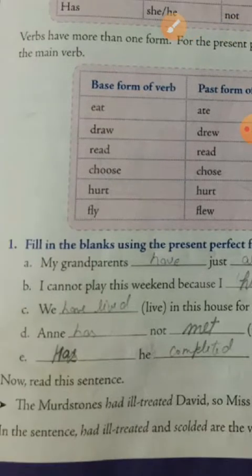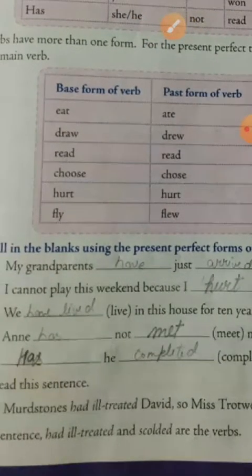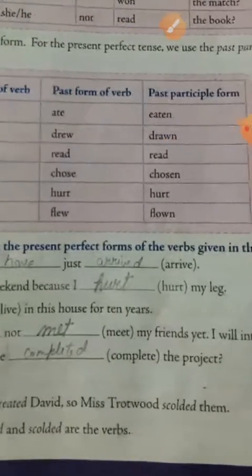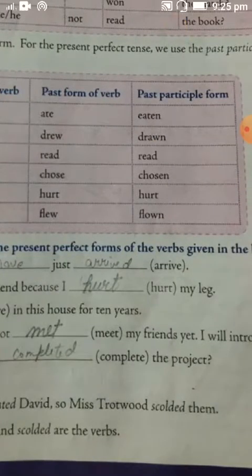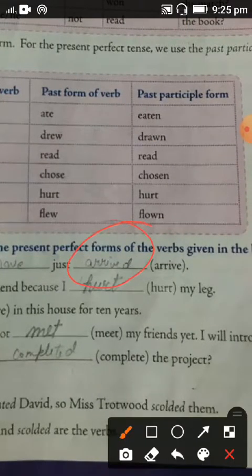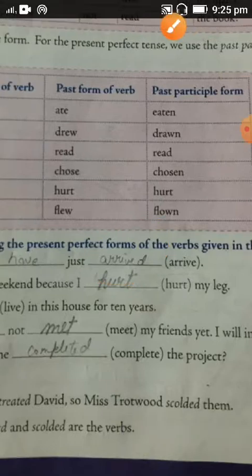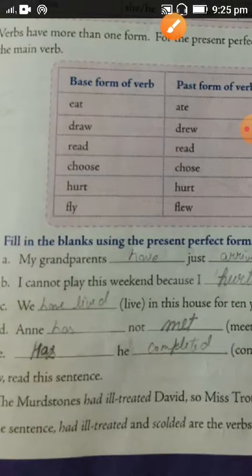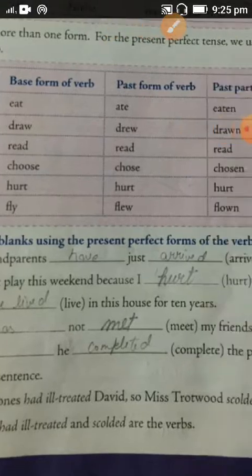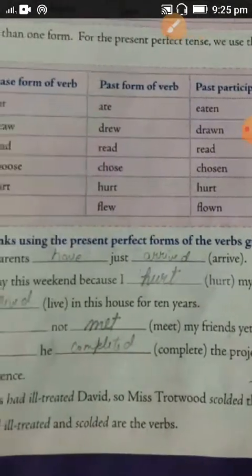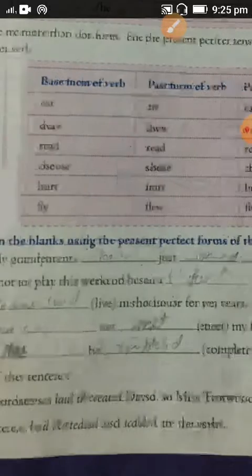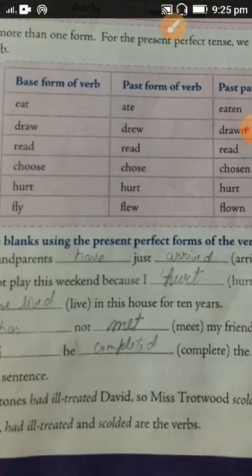See the first sentence, my grandparents. So here we will put have, because grandparents is plural. Here it is written arrive, so we will write the third form, arrived. Okay, so my grandparents have just arrived. Next one. I cannot play this weekend because I hurt my leg. Okay, because I hurt my leg. So here you can see clearly.